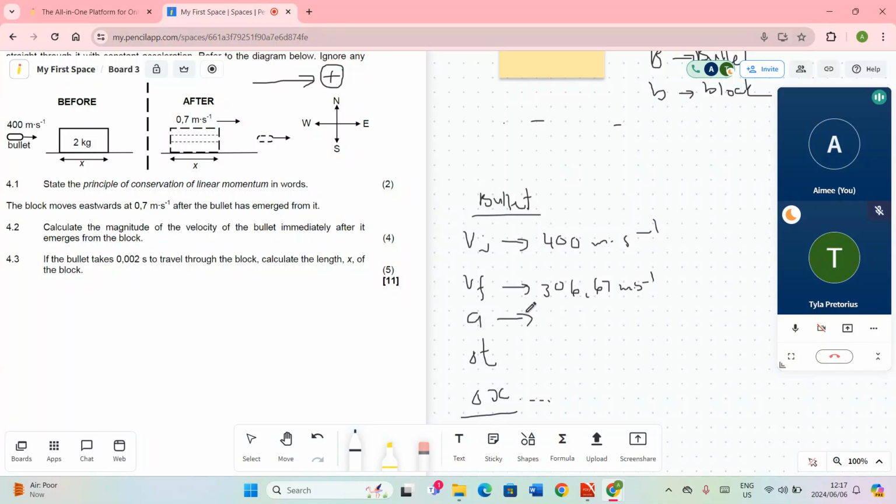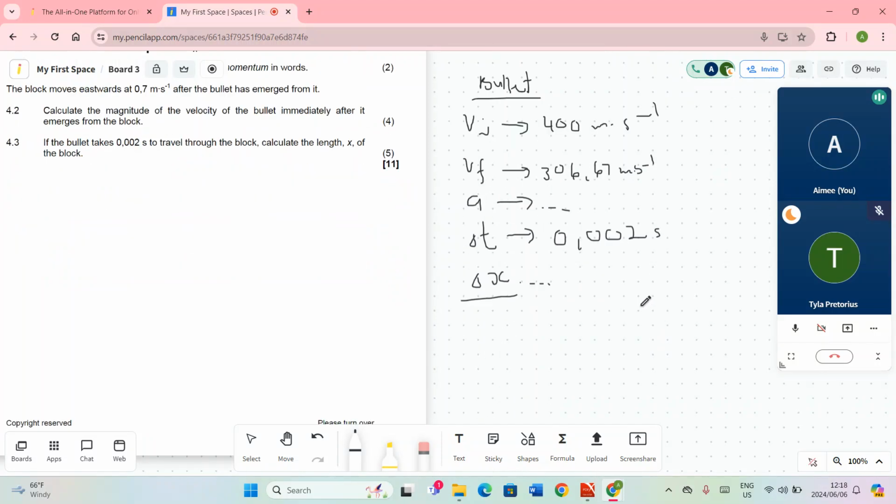The acceleration, this is what we need in order to calculate change in x. So we're calculating A. We're going to have to do a two-step calculation. We're going to have step 1 to calculate A, and then step 2 to calculate change in x. So in step 1, we're looking for acceleration. But there's one more variable that we need. And that variable, it says what? It says that it takes the bullet 0.002 seconds to travel through the block.